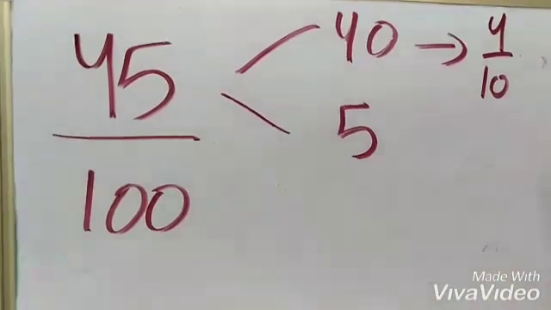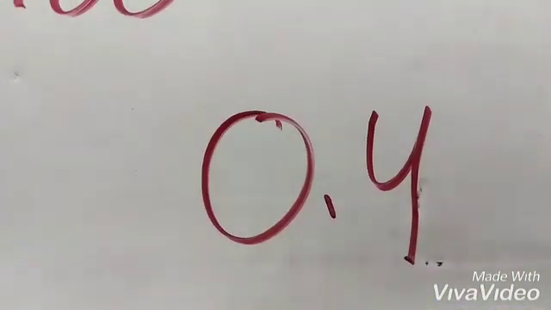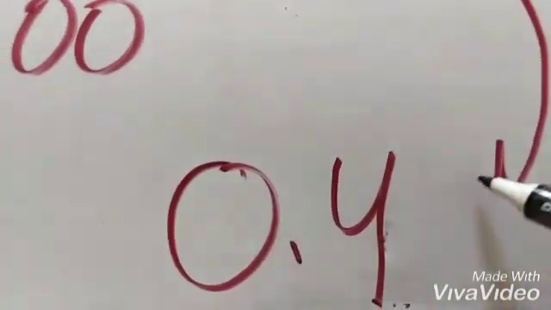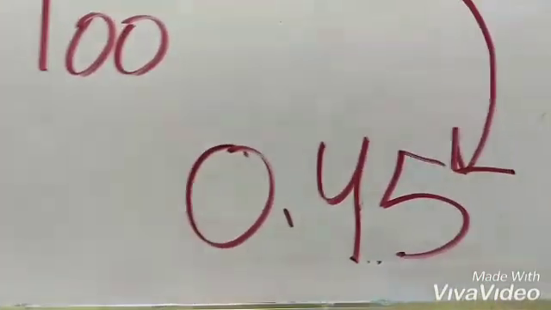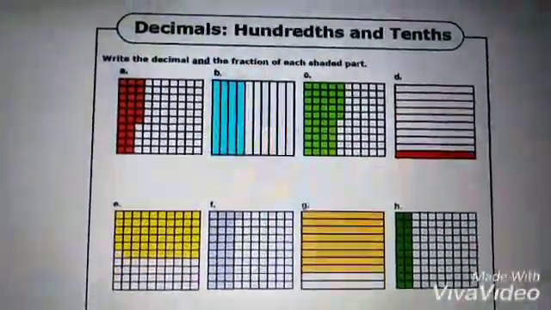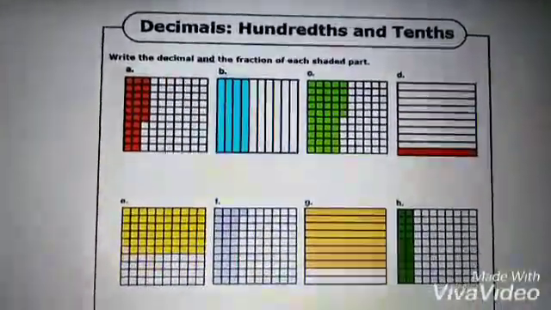40/100ths is the same as 4/10, and 4/10 can be written as 0.4. Now, we take the 5/100ths and write it down in the hundredths place, and we get 0.45. Using the same way, we can find the answer of letters E, F, and H.